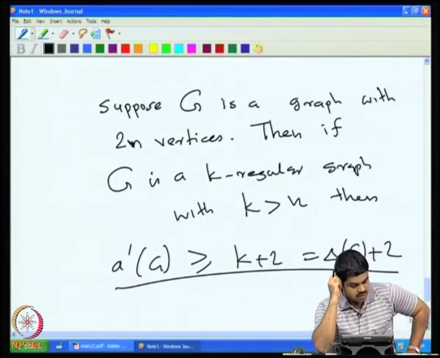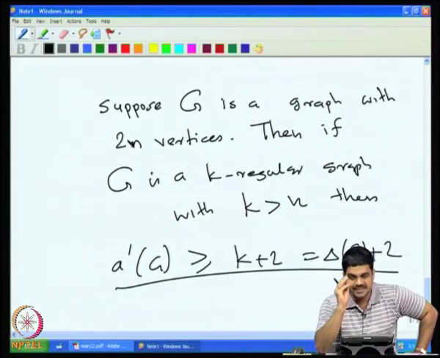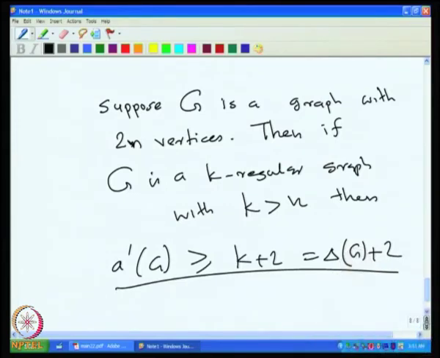That means the degree is, so I am considering graphs with an even number of vertices. If the degree is strictly more than n, then the chromatic index has to be greater than or equal to k plus 2. Why is it so? This is the reason for that.